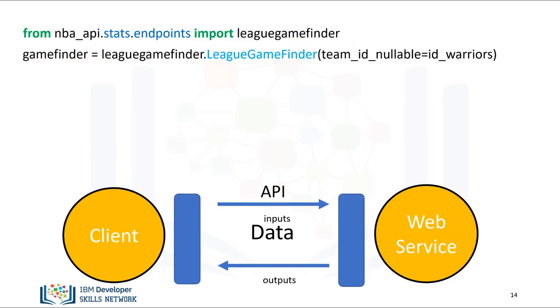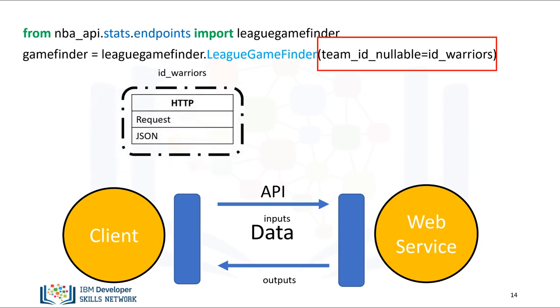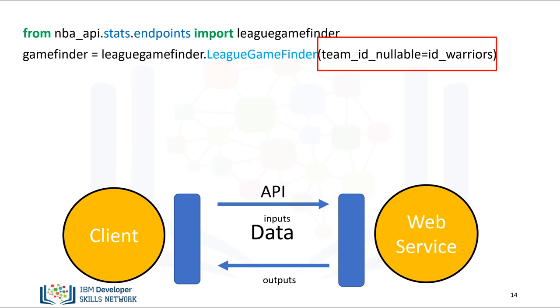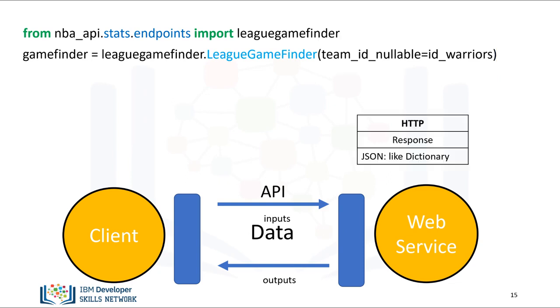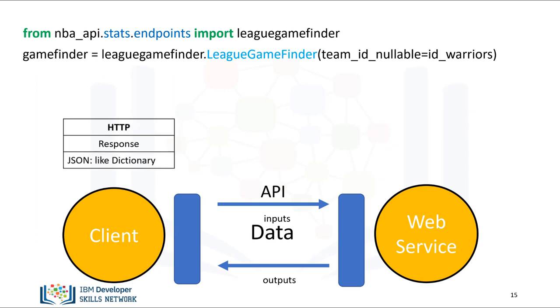The function League Game Finder will make an API call. The parameter team ID nullable is the unique ID for the Warriors. Under the hood, the NBA API is making an HTTP request. This is transmitted to nba.com. The information requested is provided and is transmitted via an HTTP response. This is assigned to the object GameFinder.